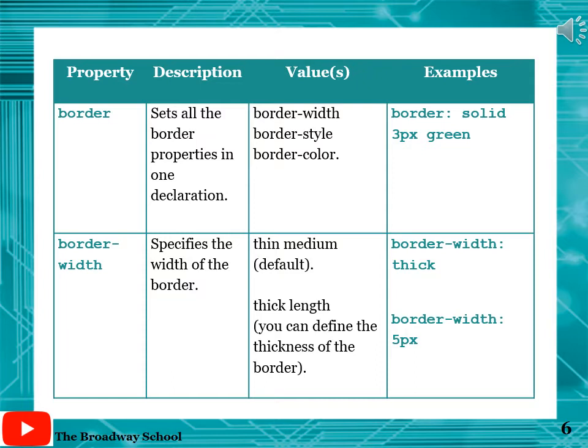Border. Set all the border properties in one declaration: border width, border style, border color. Border colon, solid, 3px and green is the example. Border width specifies the width of the border. Thin, medium, it will be default. Thick, length, you can define the thickness of the border. Thick length means you will give the length. Border width colon thick.